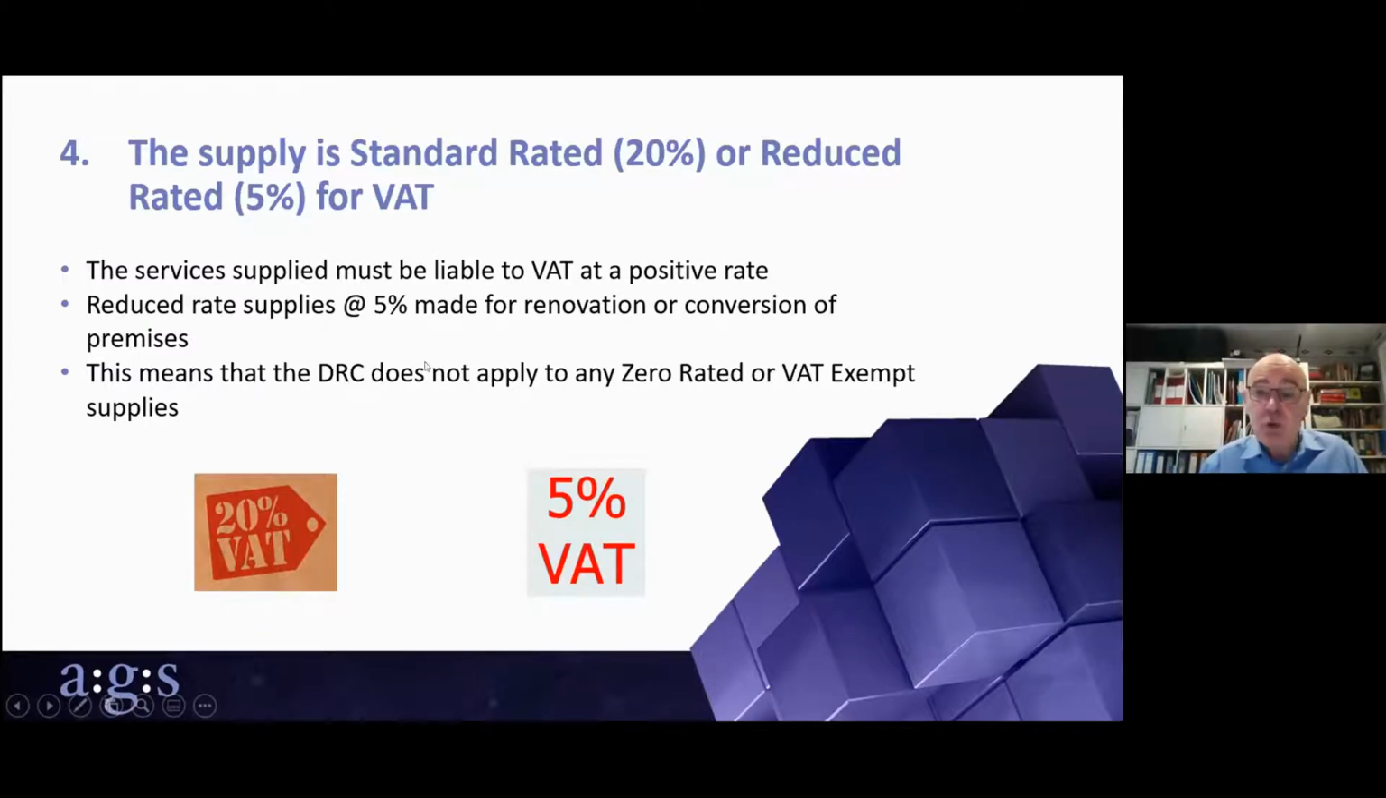The majority of construction services will be standard rated, but there are, of course, some types of construction work on renovations or conversions that are subject to the 5% rate. But the condition means that suppliers which are zero rated for VAT or which are VAT exempt are excluded from the reverse charge. And again, the reason is evident: there's no VAT, so there's no risk.